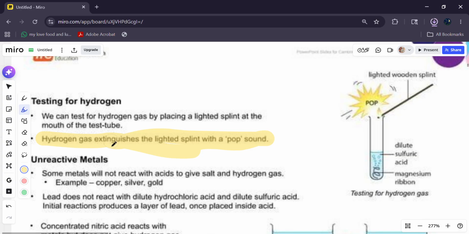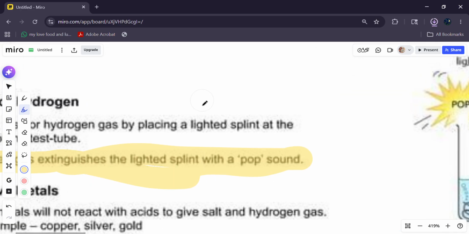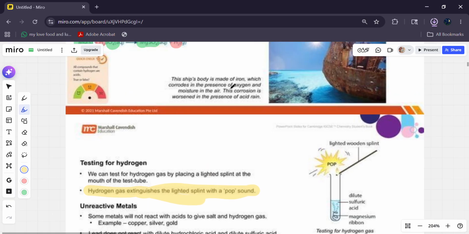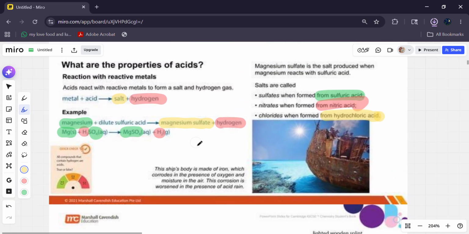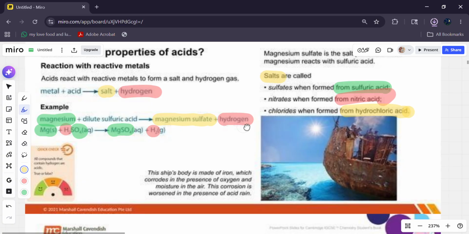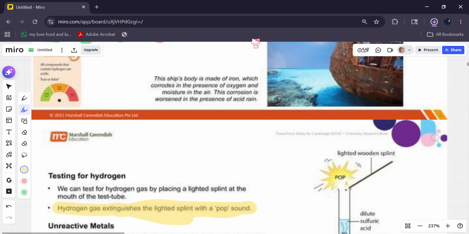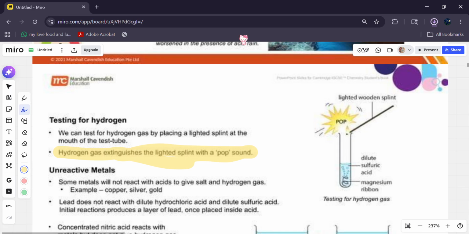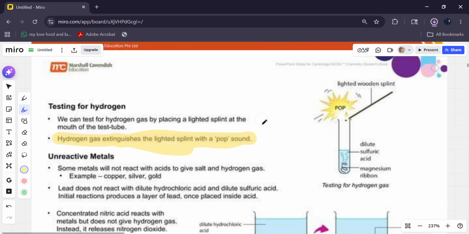Now, not all metals react with acids to give a salt and hydrogen gas. When we say metals, we should know that not all metals have properties that can allow them to react with acids to produce salt. This is true. Now, when unreactive metals such as copper or silver are added to dilute acids, there is no reaction.